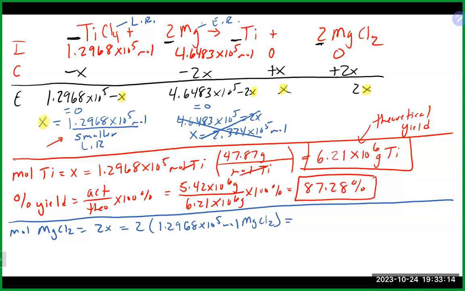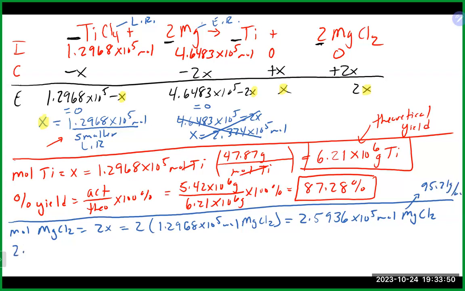And that would get us about 2.5936 times 10 to the 5th moles of our magnesium chloride. We could use the molar mass of magnesium chloride, which would be 24.31 plus 2 times 35.45, which is the chlorine. And that would get us about 95.21 grams per mole from the periodic table.